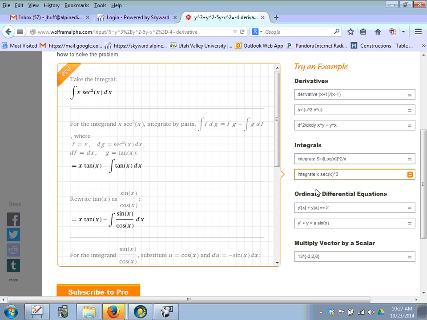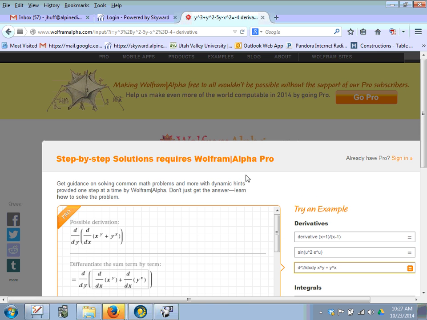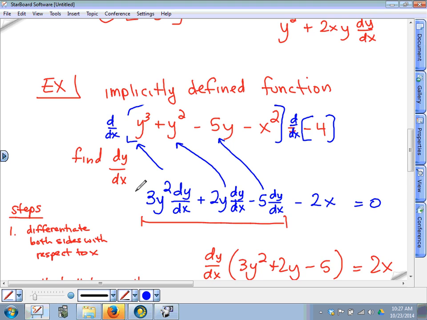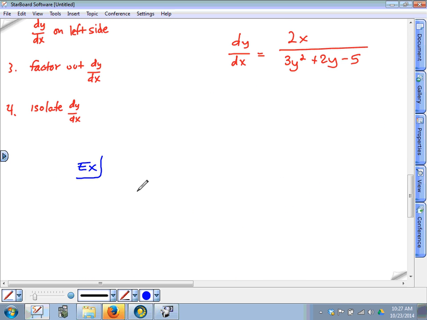How much does it cost? I don't know. Anyway, it's called Wolfram Alpha. It's a pretty cool little website. Solve every problem. You just have to subscribe.